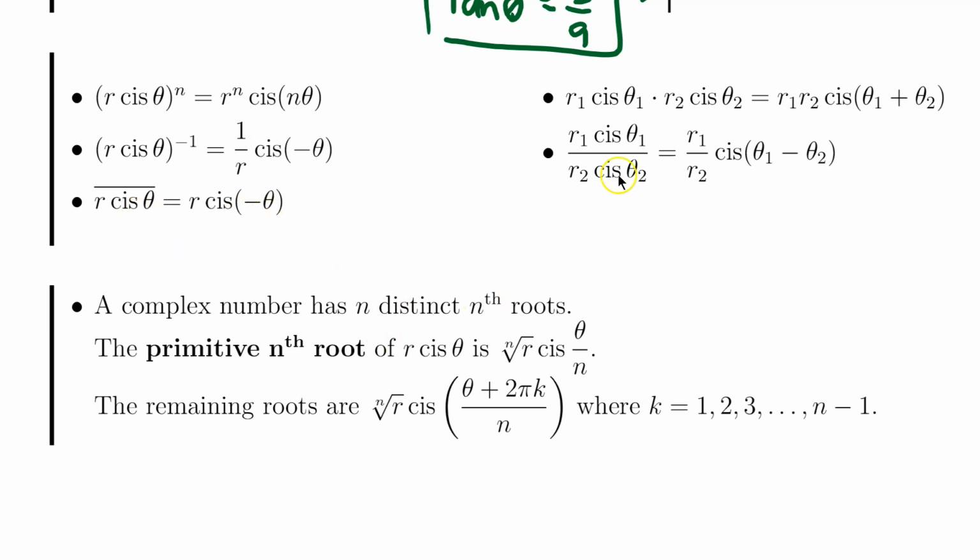If I want to multiply two complex numbers in polar form, I just have to multiply the norms r1 and r2 together, and then I'm going to add the angles together. Theta 1 and theta 2 here will become theta 1 plus theta 2. And if I want to divide two complex numbers in polar form, I just divide the norms, r1 over r2 here, and then I'm going to subtract the angles, theta 1 minus theta 2 here.